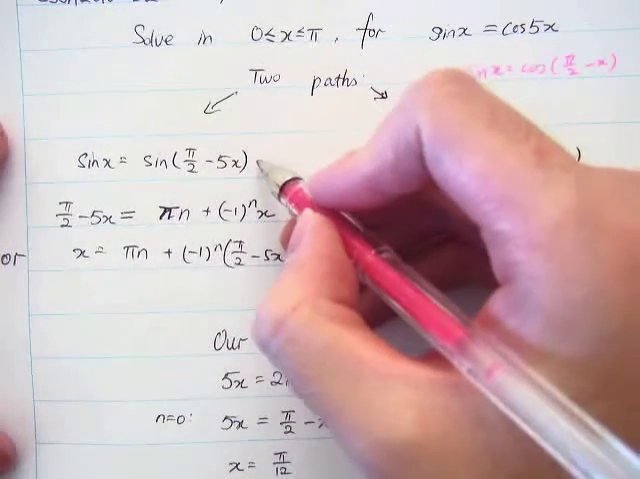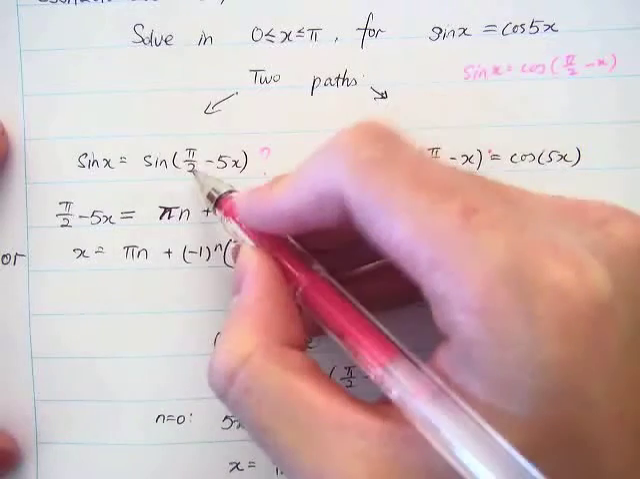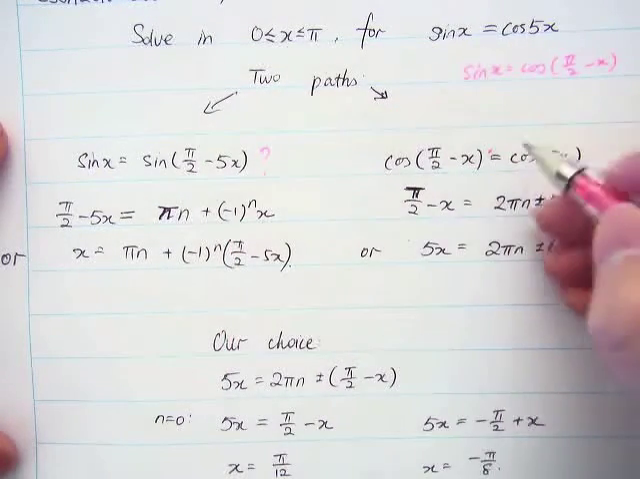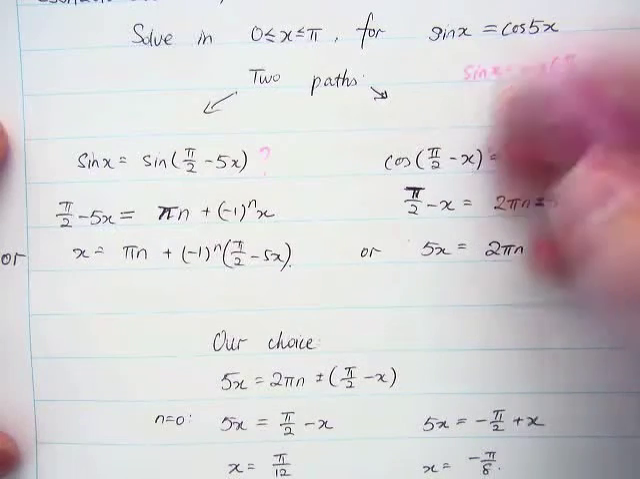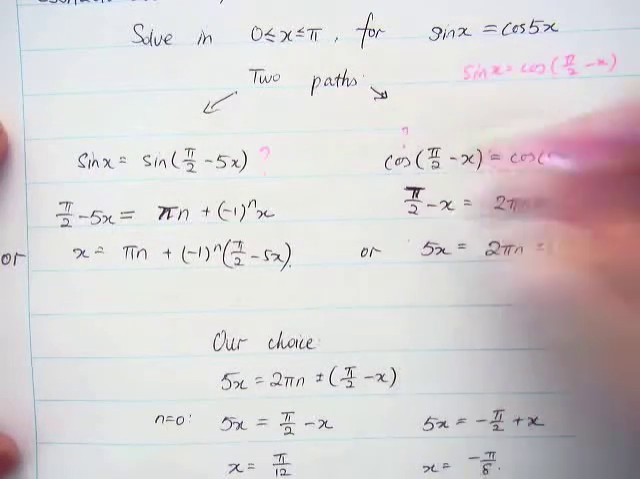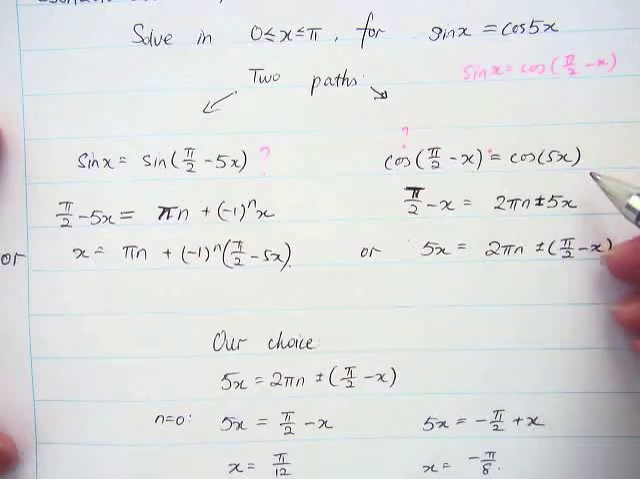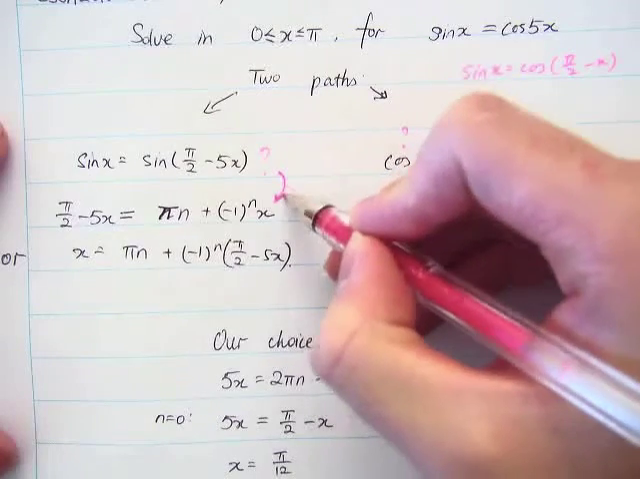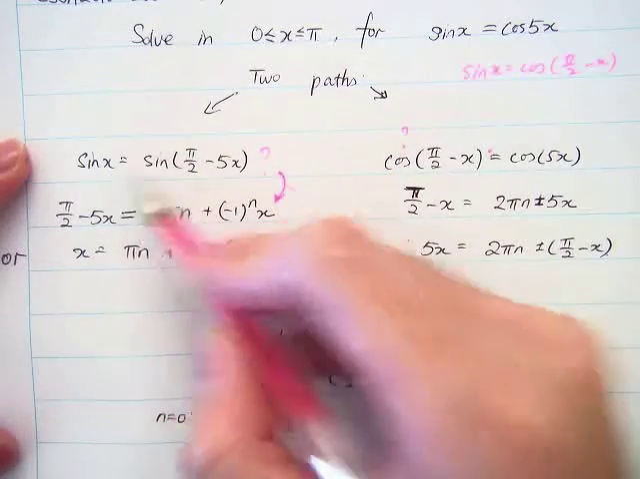And in each of these paths, you can either do the pi on 2 minus 5x like that, or you can go here and change that into cos pi on 2 minus x. Now, which one would you choose? And more importantly, in each of these paths, the next step is you can go, right, pi on 2 minus 5x.